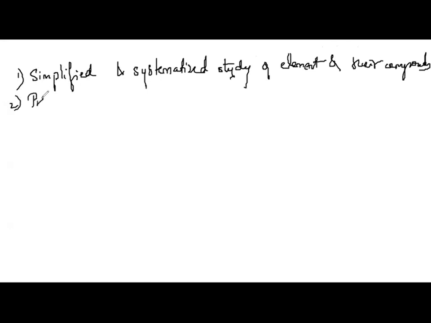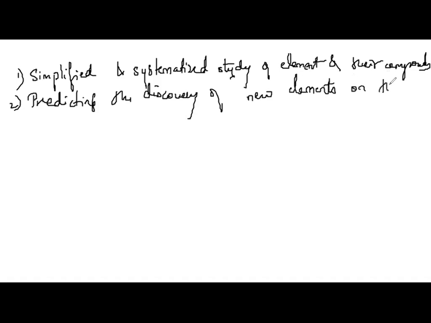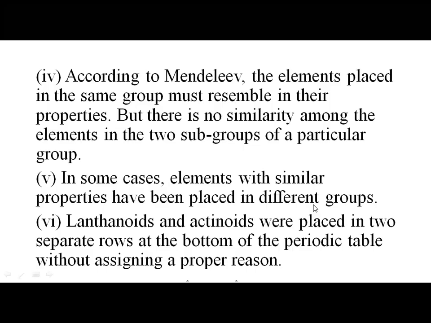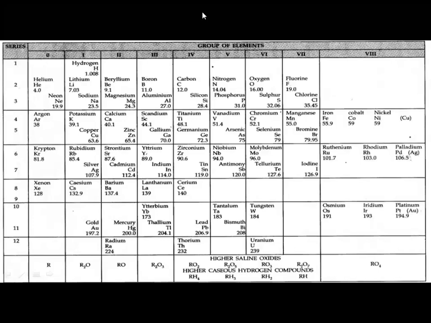Even more, it helped in predicting the discovery of new elements. On what basis? On the basis of the blank spaces in his periodic table. See, what Mendeleev did was, when he was giving the periodic table, you can see here, yes, this is the periodic table. He left some blank spaces. Yes, he said those elements were not discovered.